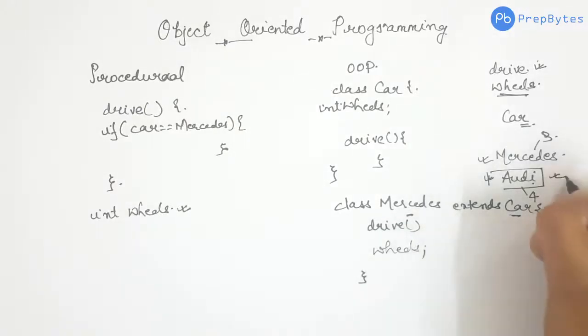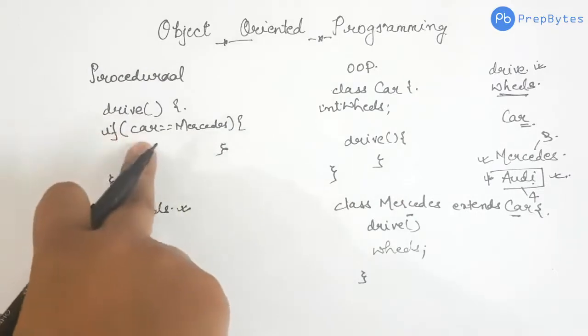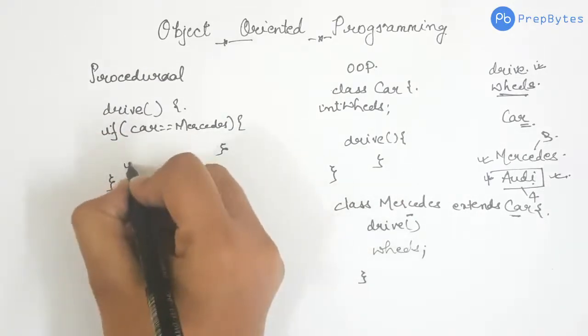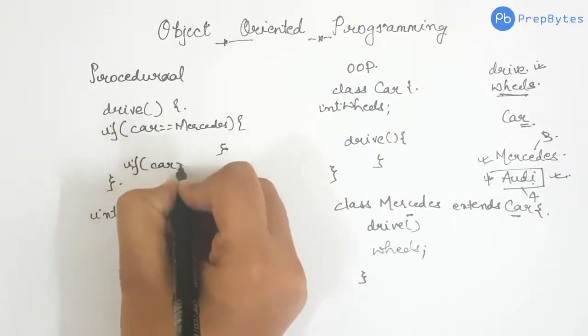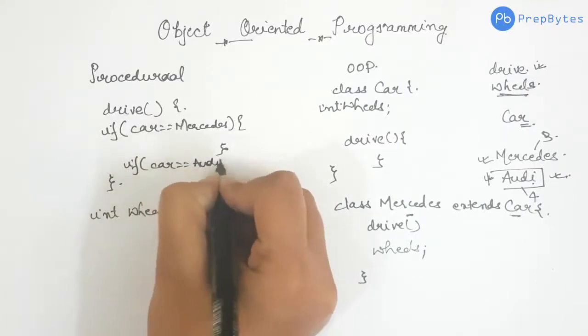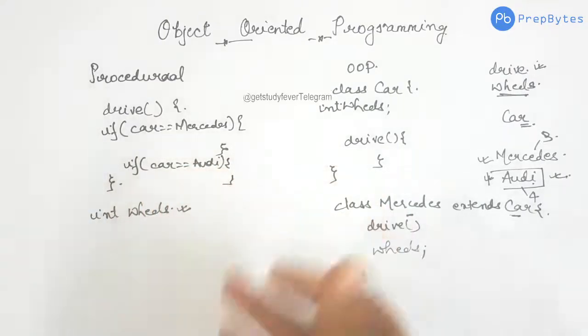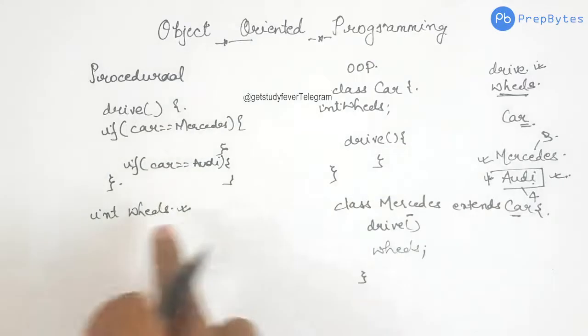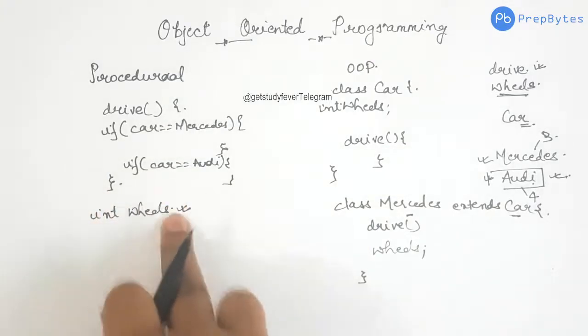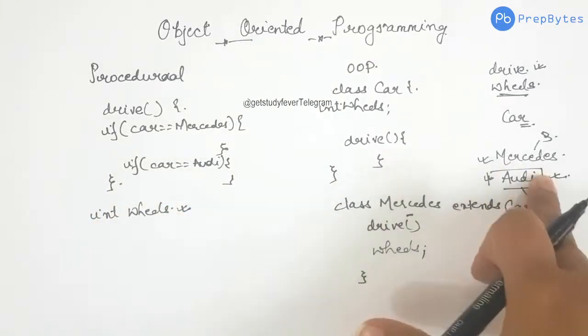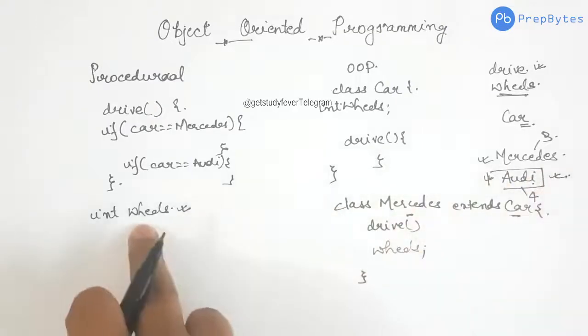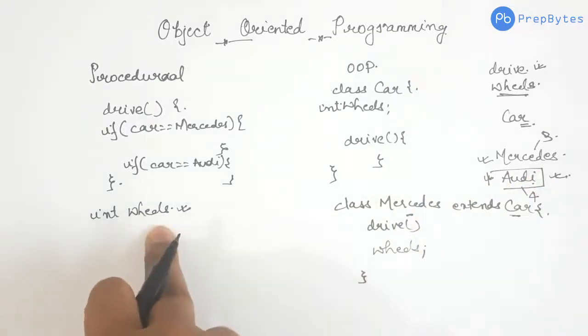Okay, now let's say that now I have a new requirement that I have to design a new car called Audi. Now what will this person do? It will add a new condition that if car is equal to Audi, perform a set of operations, and again wheel is a global data, and based on the type of car, this global data is used.